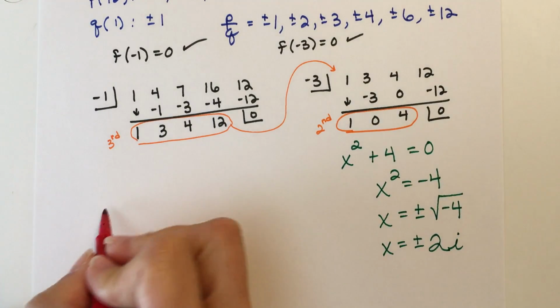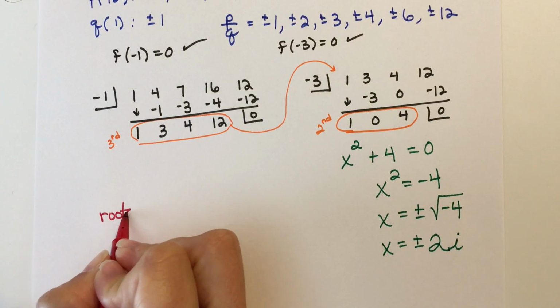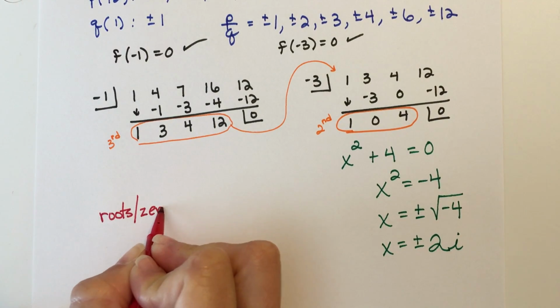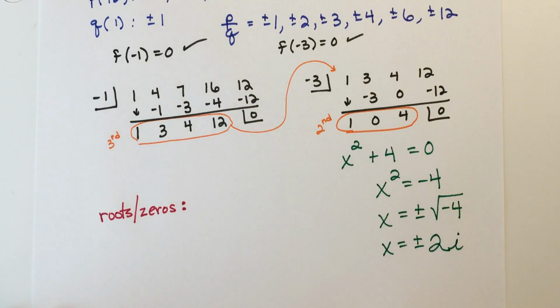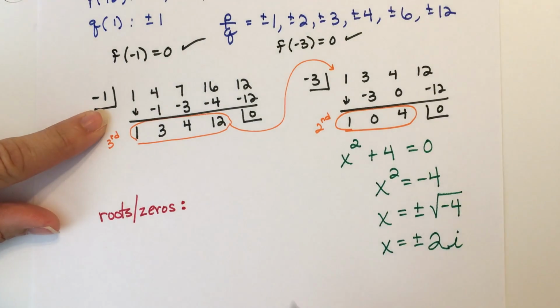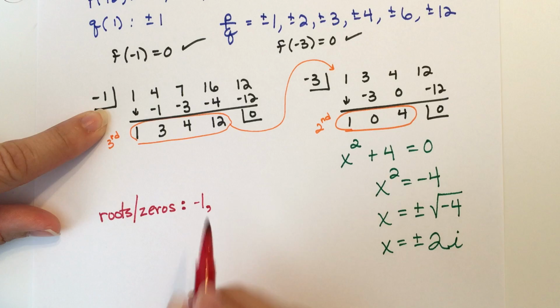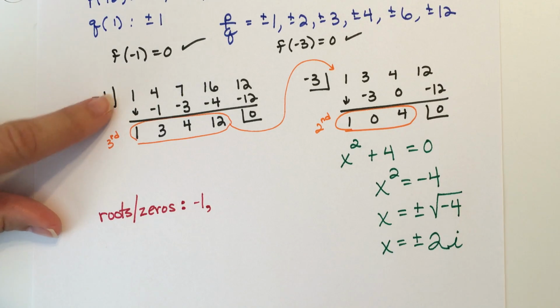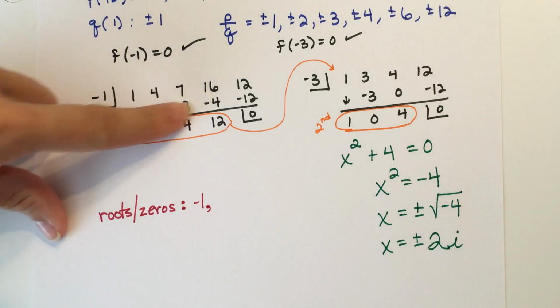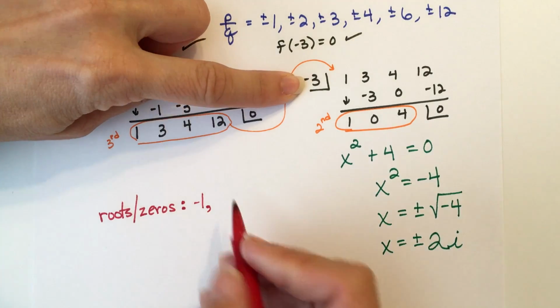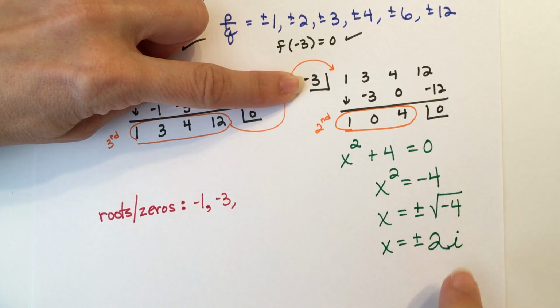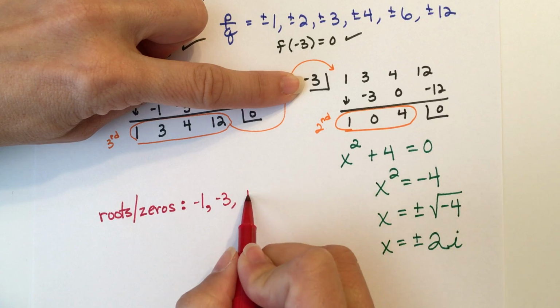So my roots, or my zeros, whichever case they're referring to, that's going to be the -1. Of course, that came from figuring it out by substituting it in, but using the synthetic division. Then the -3, and then now the plus or minus 2i.